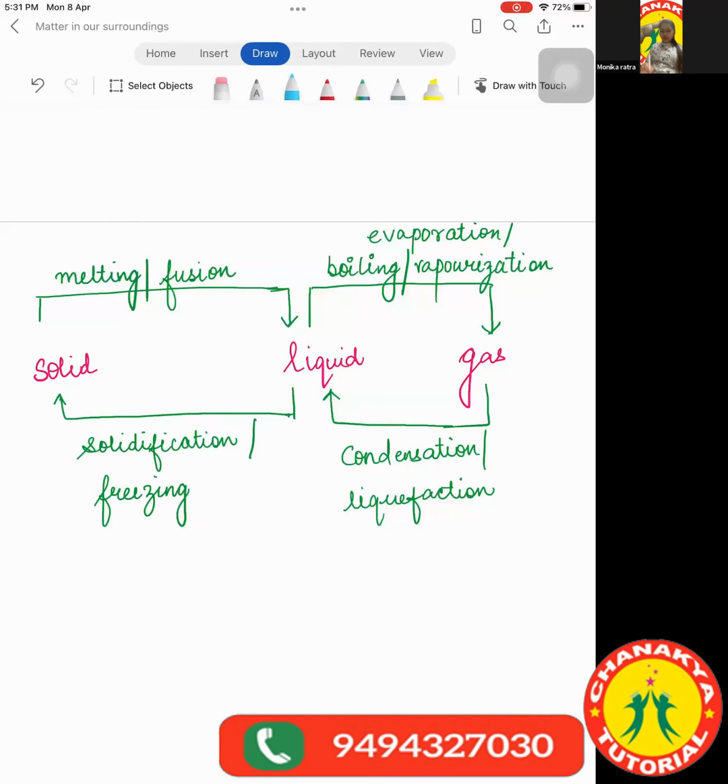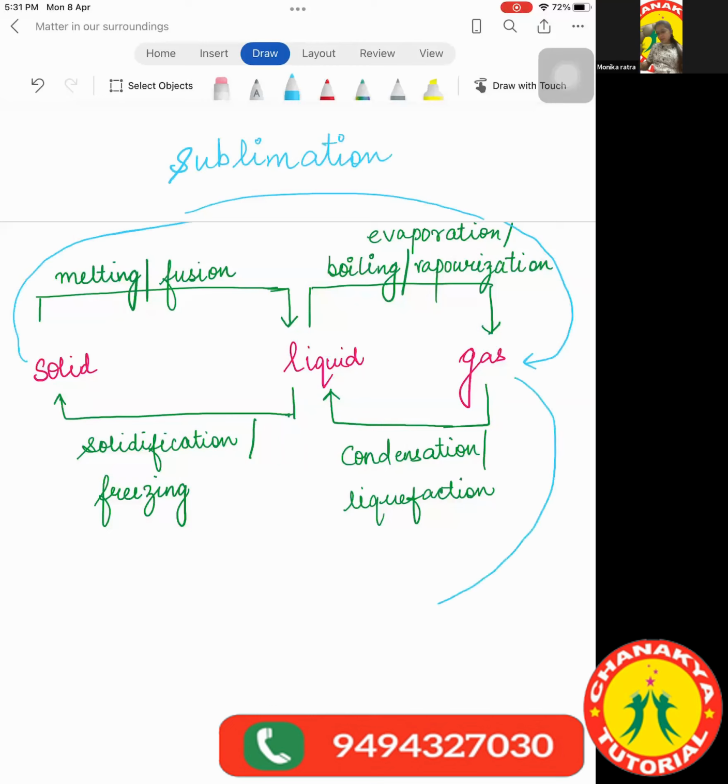Then is the conversion of solid to gas directly. The conversion of solid to gas directly is known as sublimation, and the conversion of gas back to solid is known as deposition. First of all, tell me if these terms are clear to everyone, then I'm going to go ahead and write the definitions for all of them for you. Any doubts in any of the terms?